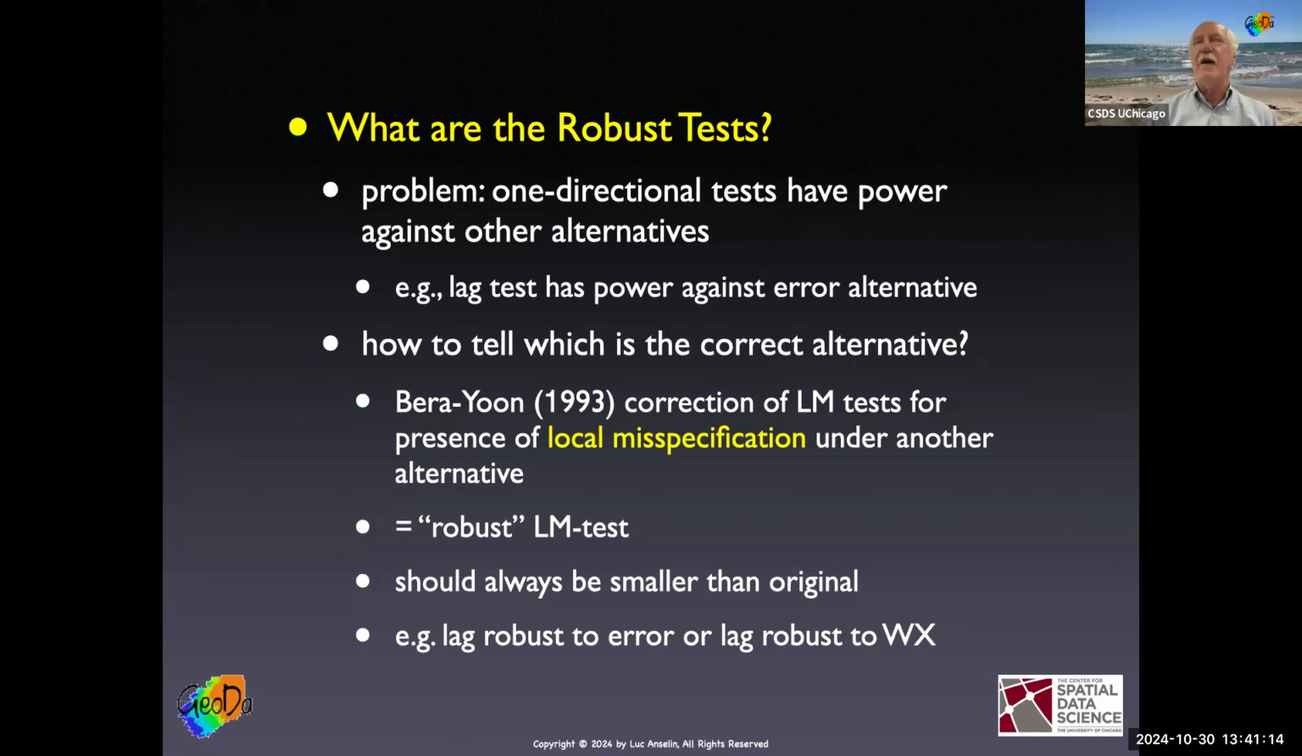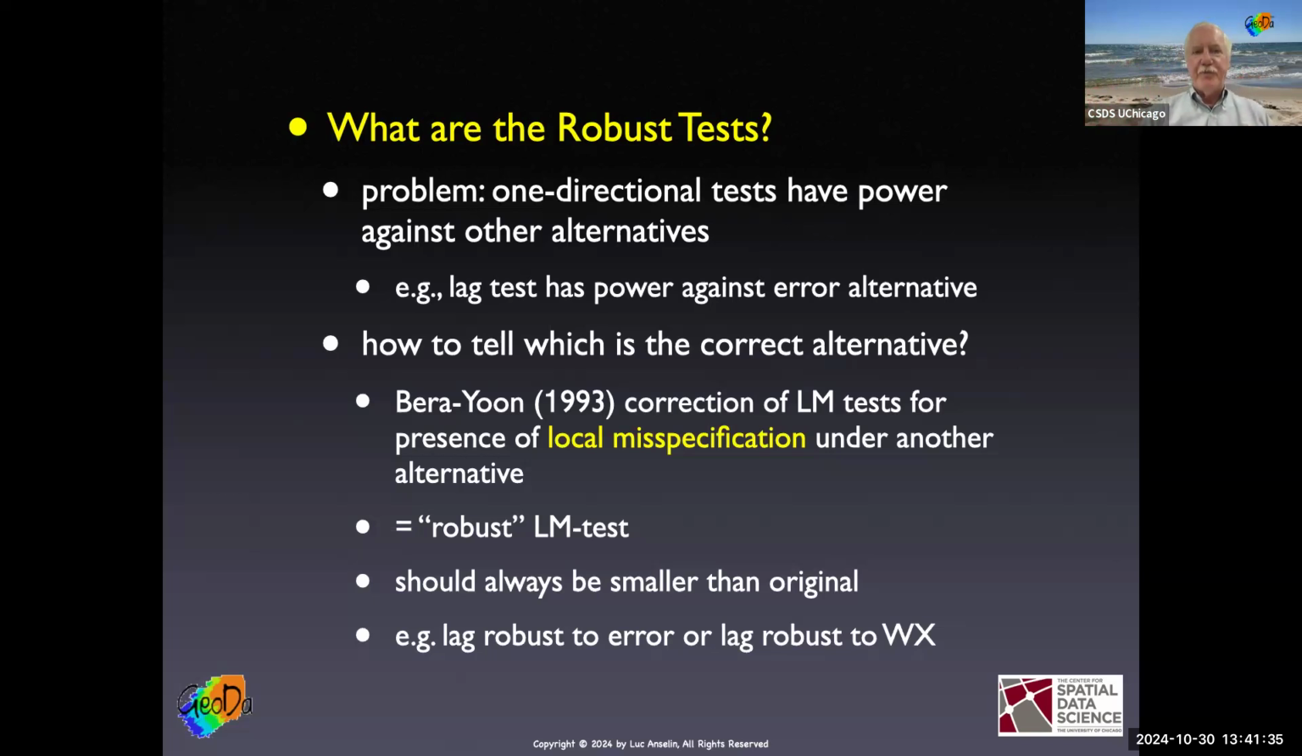Now, how you get there, that's another story. The math is pretty complicated. It has to do with local approximations and stuff like that. I won't go into specifics, but you'll see that all these robust tests start with the original test and take something out and make some other kind of scale correction.